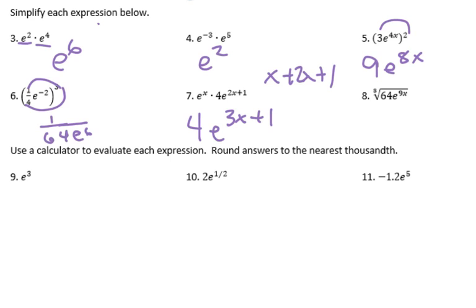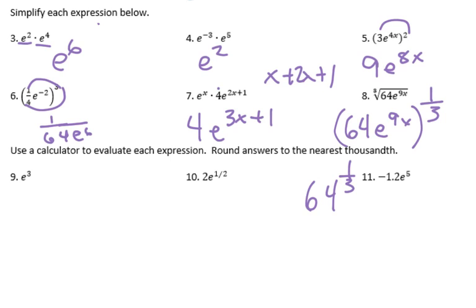Number 8, that I'm assuming is a cube root. Yeah, I double checked on a better copy, a larger one, and that is. So the cube root, right, would give us 64 e to the 9x over 1/3, which would be 64 to the 1/3, which, since 4 cubed is 64, 64 to the 1/3 would be 4, e to the 9x over 3, which would be e to the 3x.